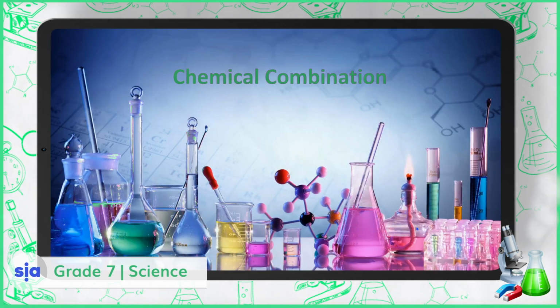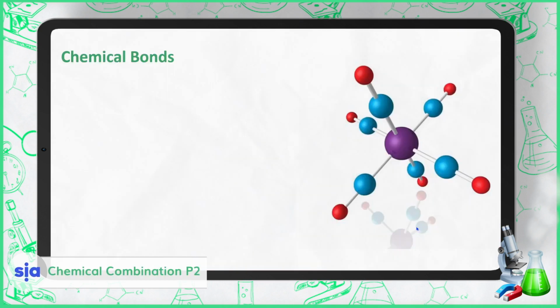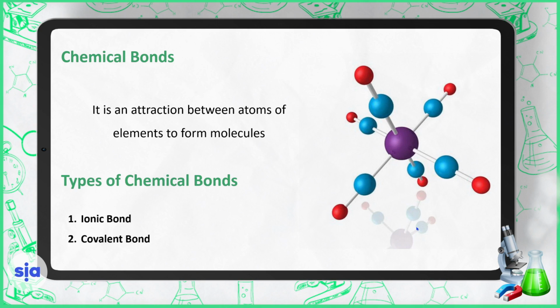Today we are going to discuss chemical combination. We are going to continue discussing chemical combination. Today we are going to talk about chemical bonds. It's an attraction between atoms of elements to form molecules. Types of chemical bonds: ionic bond, covalent bond.